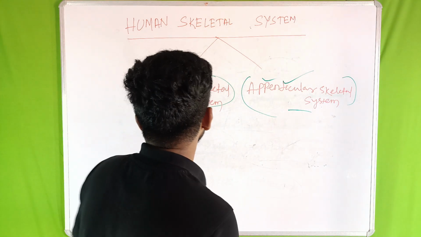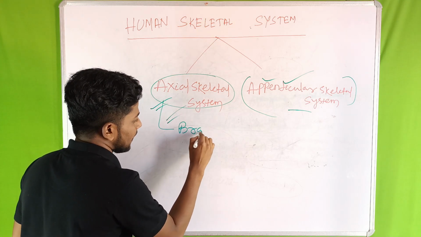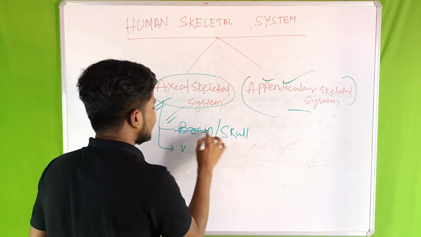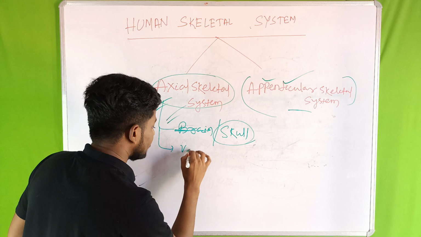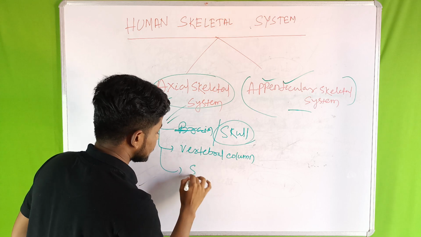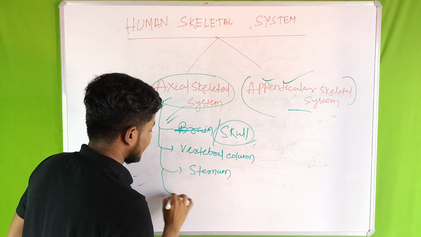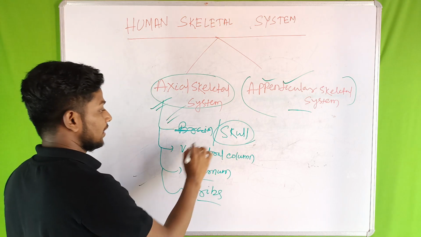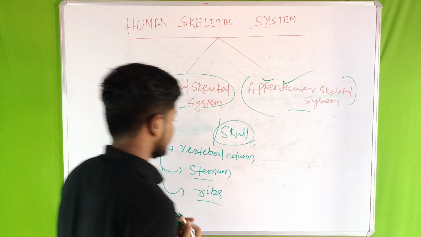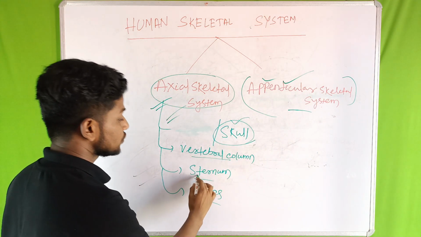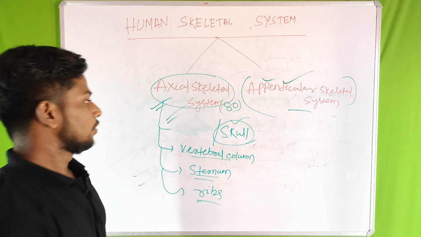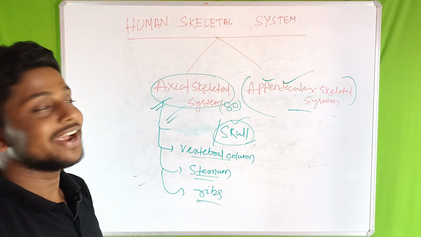The axial skeletal system is divided into the skull, vertebral column, sternum, and ribs. These are included in the axial skeletal system. The axial skeletal system contains 80 bones.